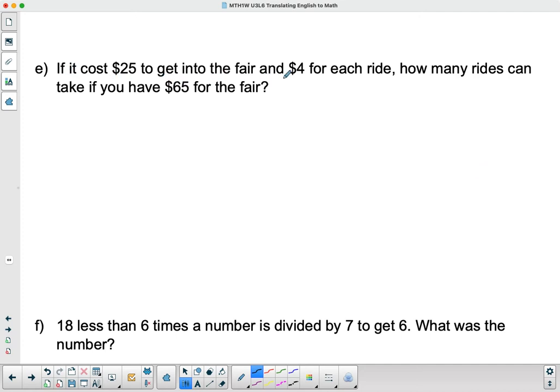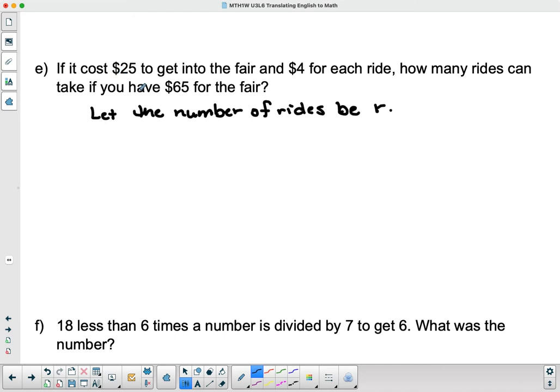If it costs $25 to get into the fair and $4 for each ride, how many rides can you take if you have $65 for the fare? Okay, so this tripped a few people up the other day when they're saying, I don't know how much the unknown needs to be because we only had this first part of it. But we decided that the unknown was the number of rides, which now that we've added the thing on the end, it distinctly asks you what it is. So we need to use a let statement again and say let the number of rides be, let's let it be R this time, R for rides.